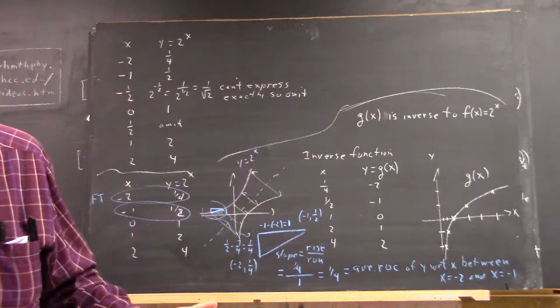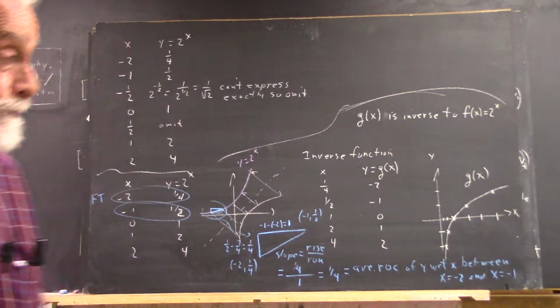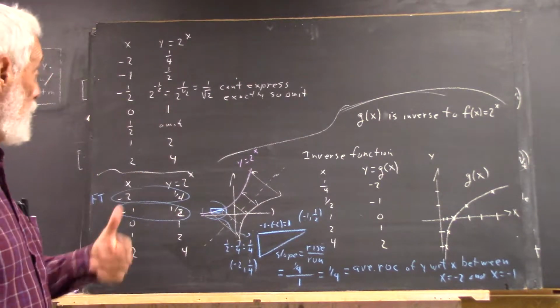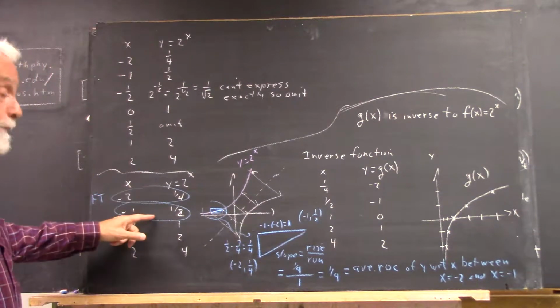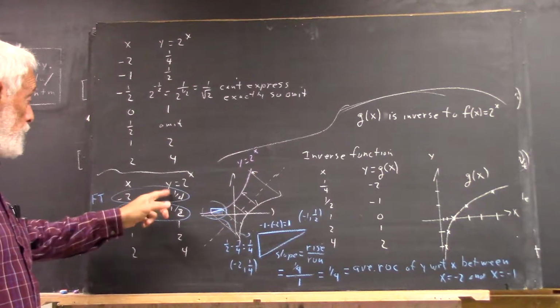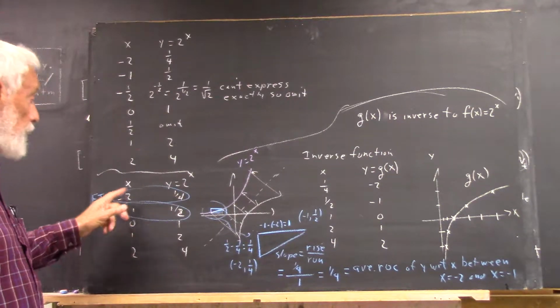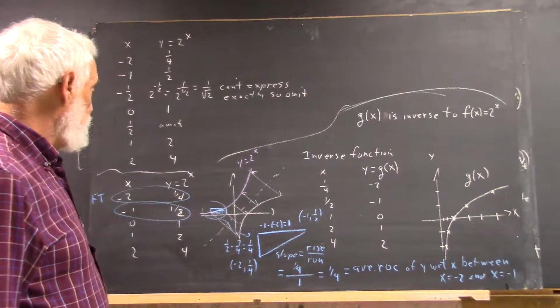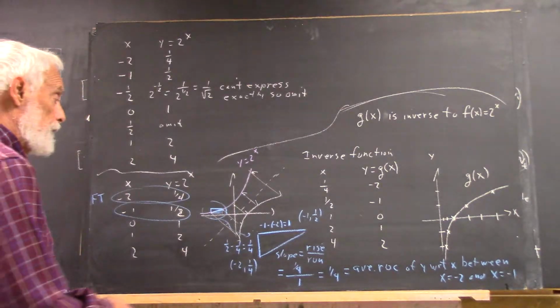Next thing, I ask you to draw a fundamental triangle between several pairs of points. Now, we only had time in class to do one pair of points, so I chose this point and this point: -2, 1/4 and -1, 1/2. The x equals -2 and x equals -1 points of the graph. And there are actually two fundamental triangles.